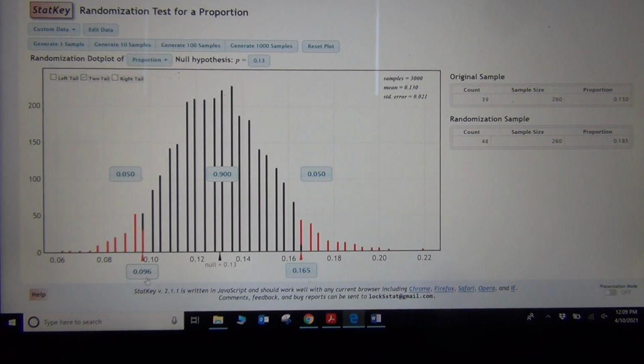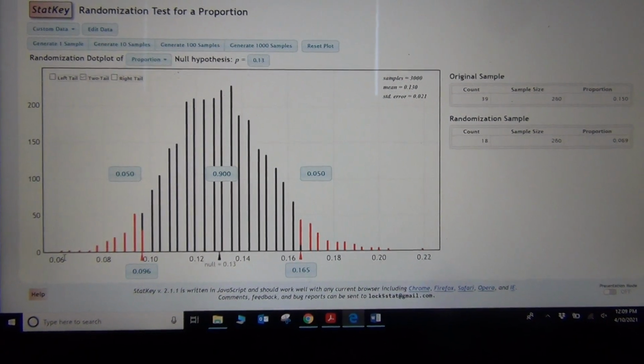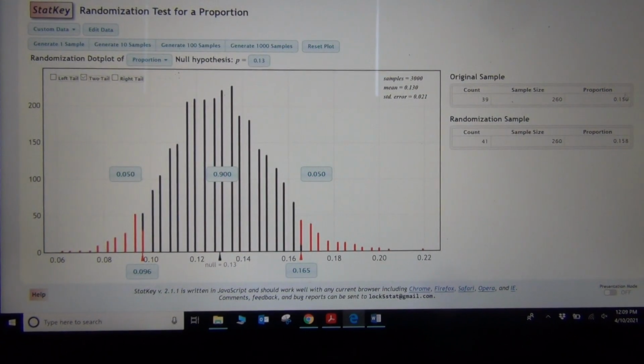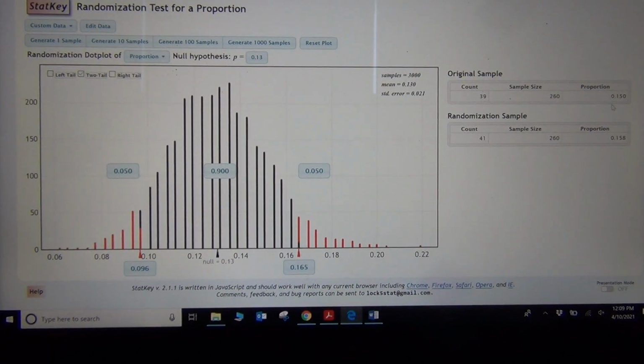Also, the left tail starts at 0.096. So like 0.09 would be significant, 0.08 would be significant, 0.07, 0.06 would all be significant. Where does our sample statistic 0.15 fall? Does it fall in the tail or not?